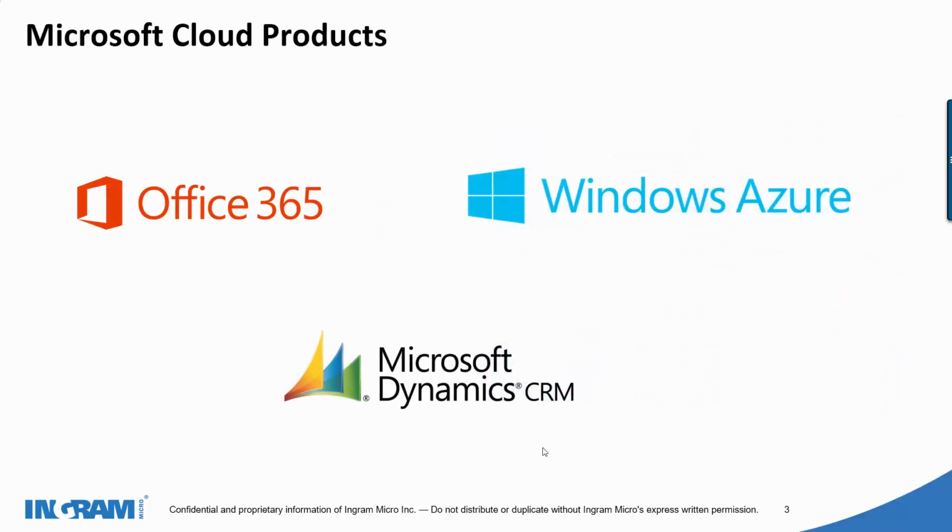What products can you sell under Microsoft CSP? You can sell all the cloud-based products, primarily categorized in three things: Office 365 Suite, Windows Azure, and Microsoft Dynamics CRM as of today. In future, they will have more and more products moving into this.